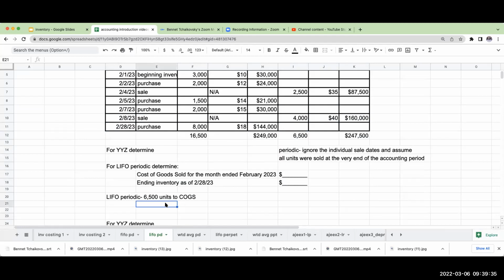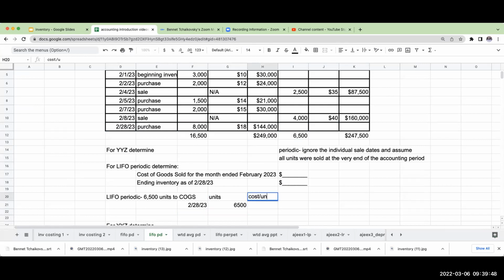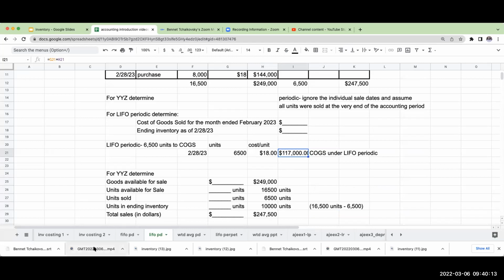So where do I go? Well, right over here, I've got 8,000 here. So I'm going to take what I need, right? I don't want to get greedy. So this is 228.23. My units are going to be 6,500. My cost per unit is going to be 18. So this is going to give me a total cost of goods sold under LIFO periodic of 117,000.